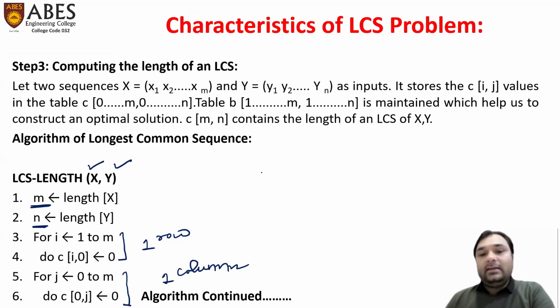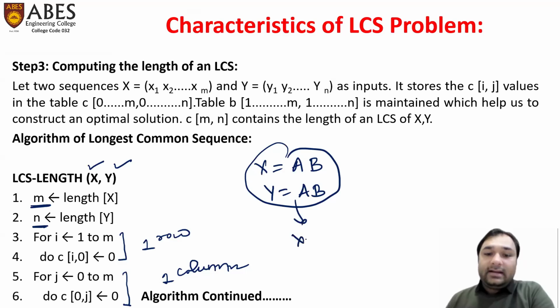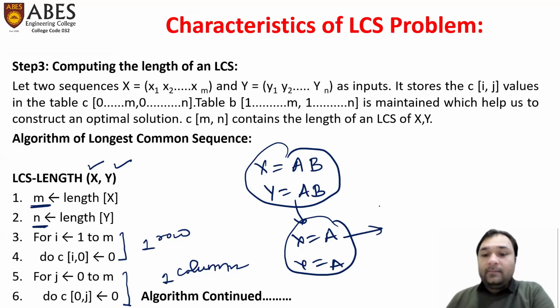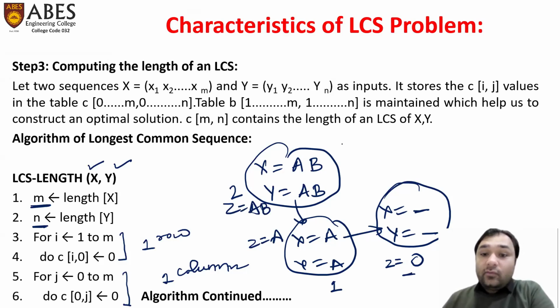The basic reason behind the same is, let's take an example. X is AB and Y is AB. Now, how is this problem divided into the subproblems? This will be taking data from where X is A and Y is A. And this will be taking data from where X is not equal to something and Y is not equal to something. What is happening here is this is 0. Here we are getting 1. Here we are getting a 2 as a length. But what are the characters? This is 0, Z is blank. Here Z is equal to A. Here Z is equal to AB.